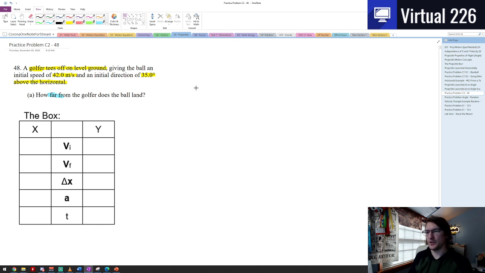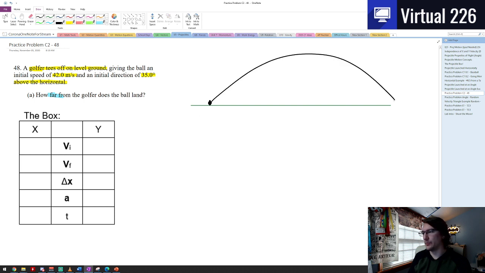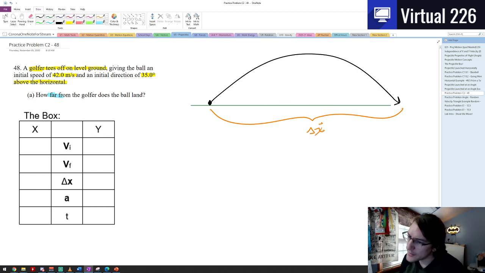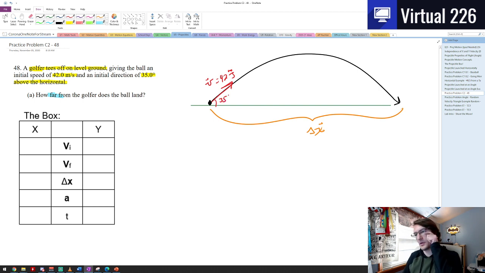So let's just draw a picture. Here's the ground. Here's a golf ball. They go whack, and the golf ball lands out here. We want to know how far away from them it lands, what this delta x actually is. All we do know to start the problem is that this ball is initially hit with a velocity of 42 meters per second at an angle of 35 degrees.